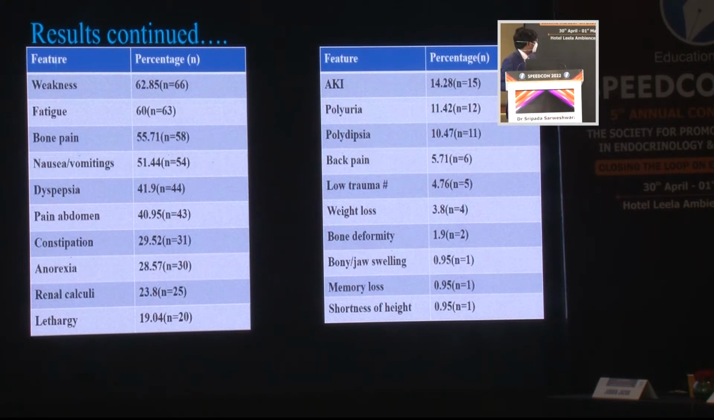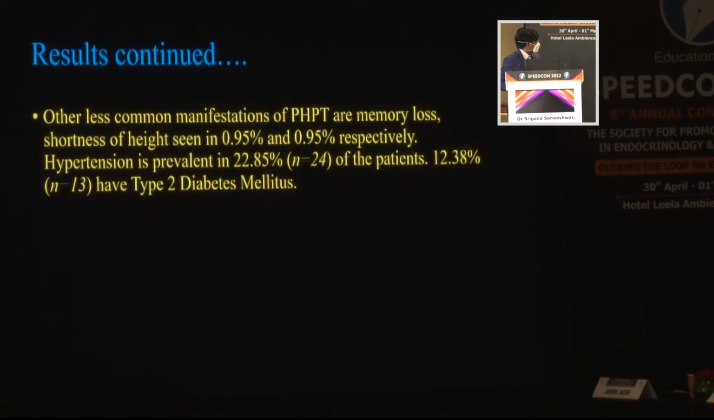These are the various presentations of symptoms, out of which weakness and fatigue are the most common, with the third most common being bone pain. We had about 5 patients with low trauma fractures. Other less common manifestations like loss of memory and shortness of breath were seen in about 0.9% of the patients. Hypertension was prevalent in 22.8% and type 2 DM in 12.38%.